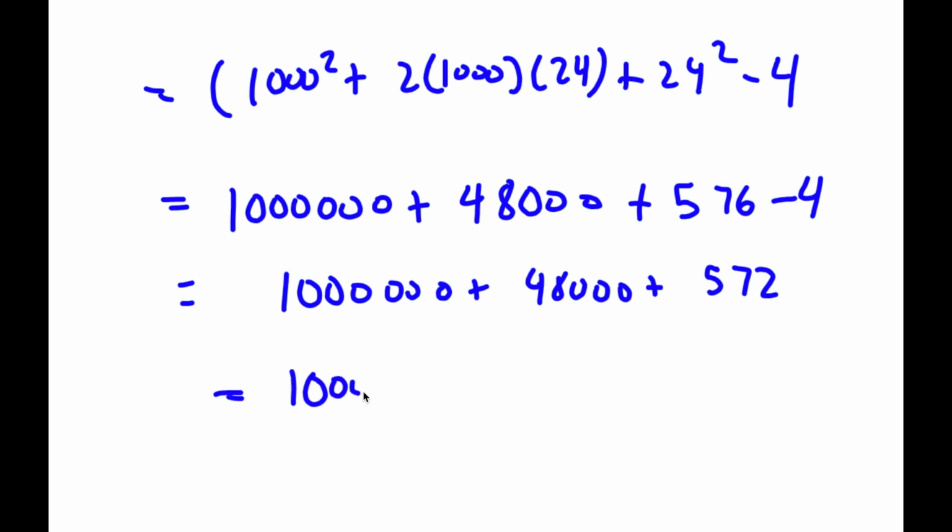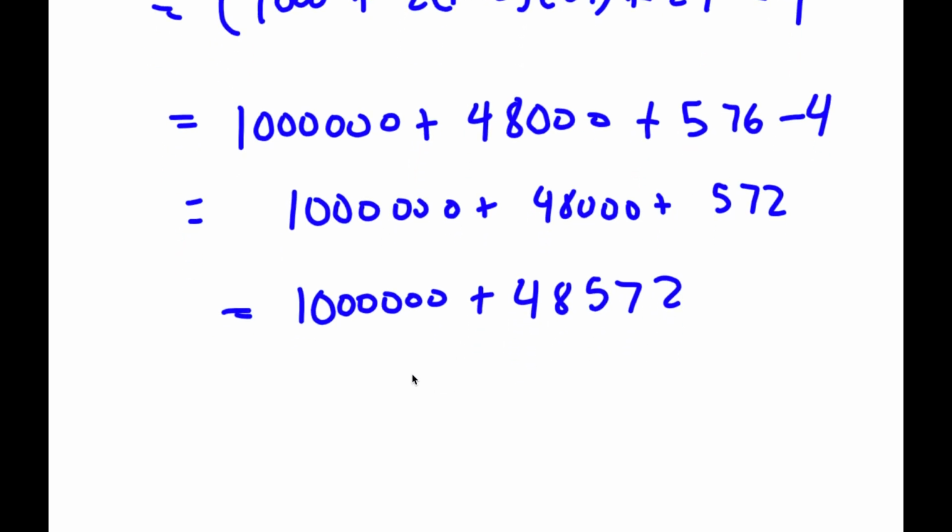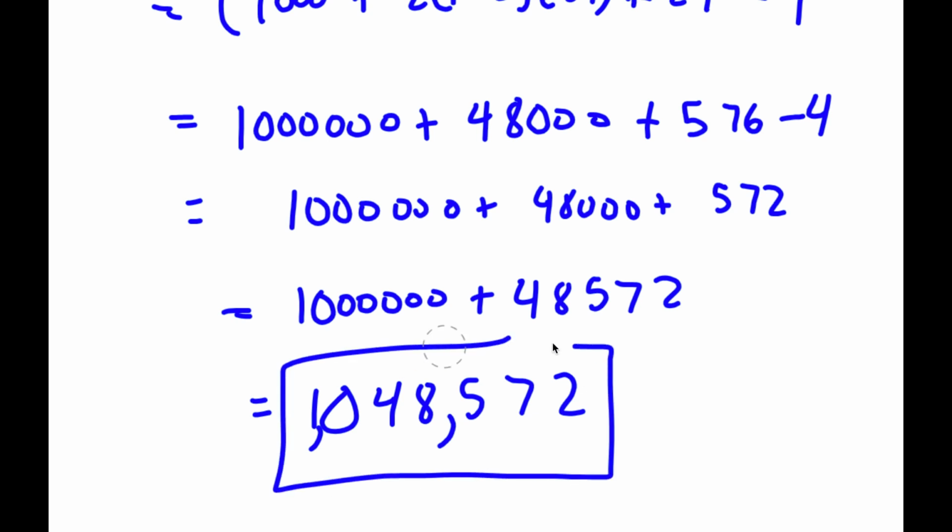So now I have 1 million plus 48,572. And finally, 1 million plus 48,572, that's just going to be 1,048,572. So this is my answer.